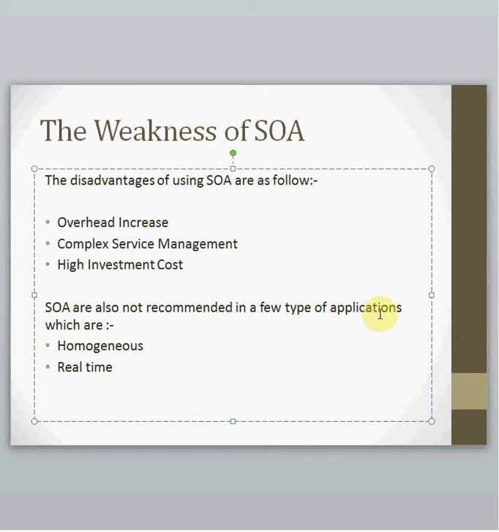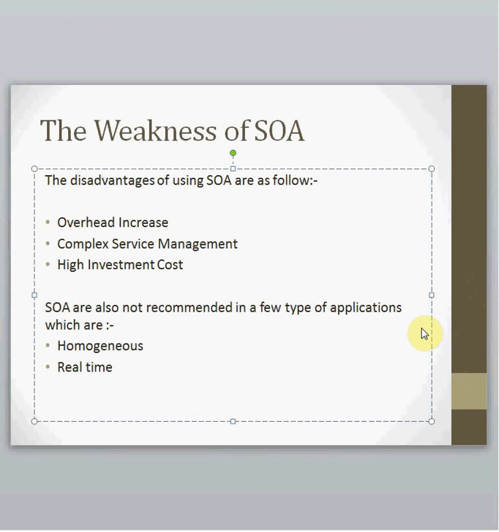Homogeneous. Implementing SOA for applications that use the technologies of a single vendor will not be cost effective. For example, if an application is built in Java, then it will be better to use methods of Java rather than using HTTP for inter-component communications. Real time. SOA is not desirable to be used with strictly enforced response times since the services communicate asynchronously.